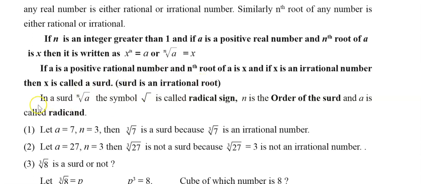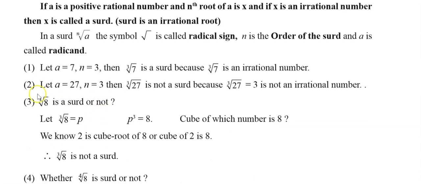Now see this. In a surd, the nth root of a, the symbol is called the radical sign. n is the order of the surd and a is called the radicand. Now see this example. Let a is equal to 7, n is equal to 3. Then the cube root of 7 is a surd because the cube root of 7 is an irrational number.